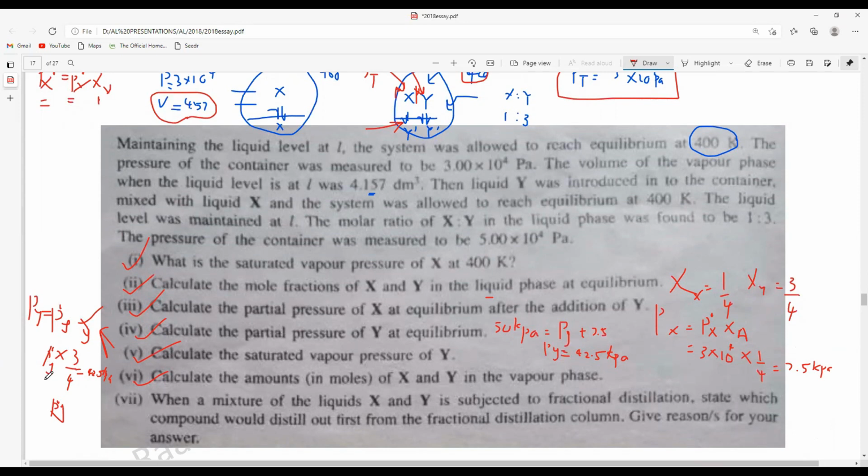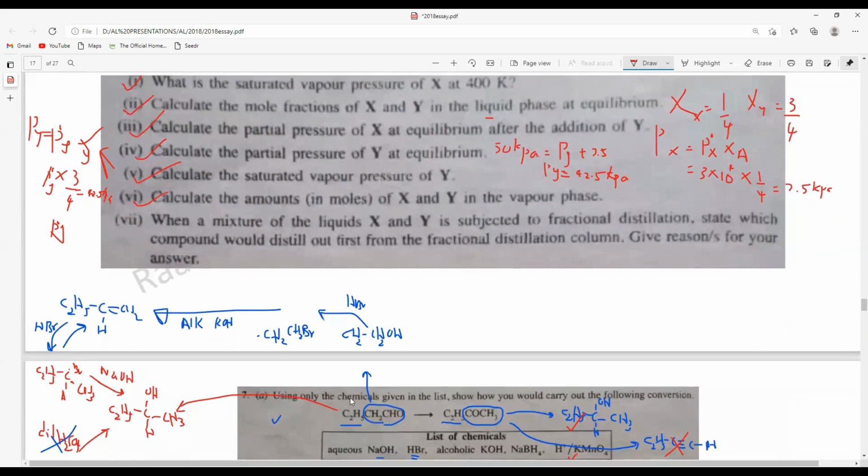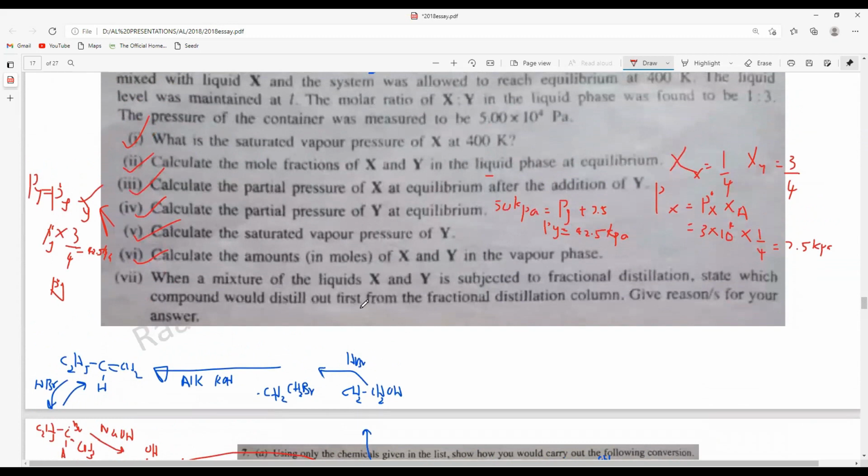So which gives you the idea Y is more volatile. So Y is more volatile means it will be more coming out from the fractional distillation column, so you can separate very easily, right? So they are asking which compound would distill out first. So Y is going to distill out first. What is the reason for that? The volatility of Y is higher than volatility of X. That would be the simple answer. Or you can explain P0Y is greater than P0X, therefore its volatility is high, and therefore it will come out first from the distillation column. Okay, so this is also done.